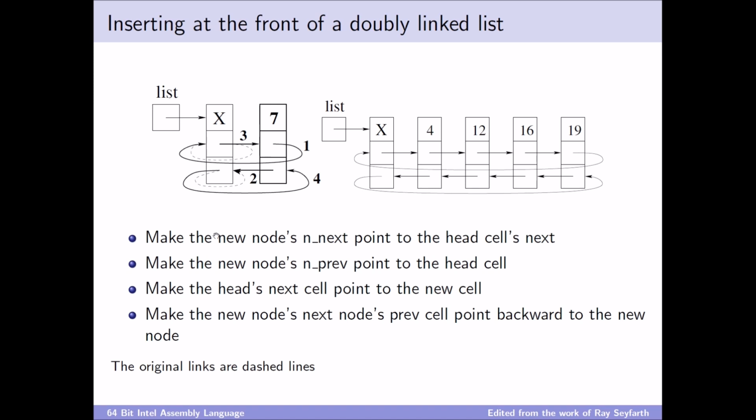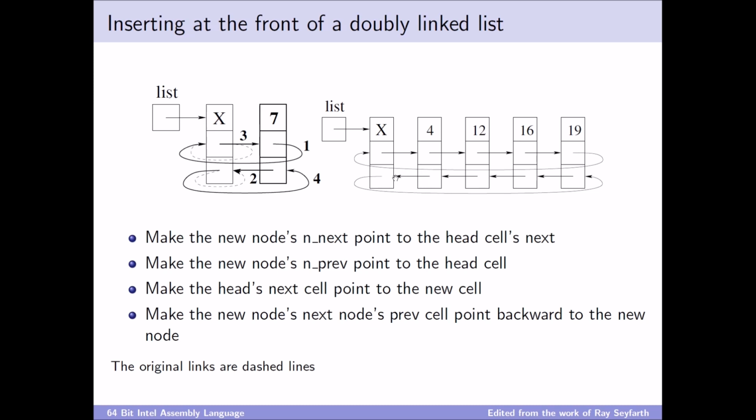So the first thing we're going to do is we're going to make the new node's next point to the head's next cell. All that means is what head used to point to is what our new node should now point to. So the next of the head will now become the next of our new node. The next thing we have to do is make the new node's previous value point to the head cell. That's because, again, we decided we want to insert at the front of the list. So then all I have to do is I need to set the previous pointer of 4 to X.